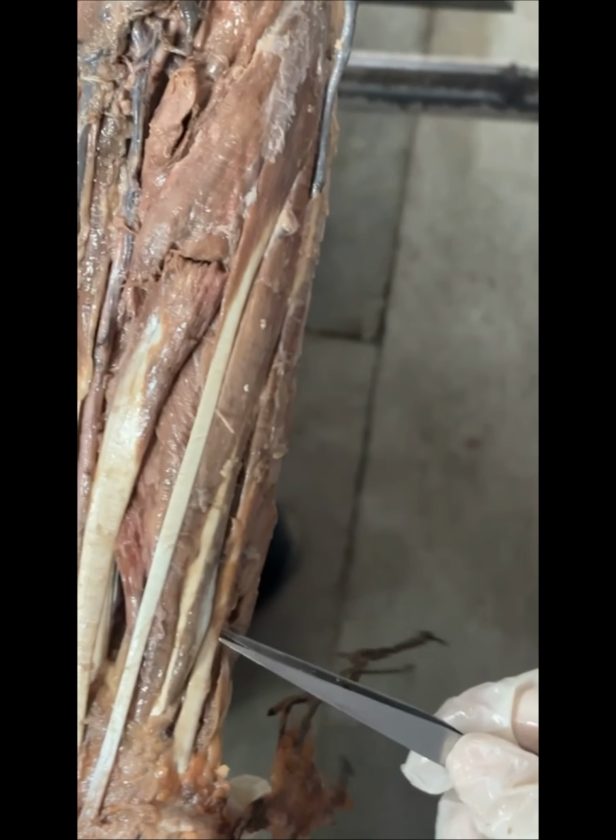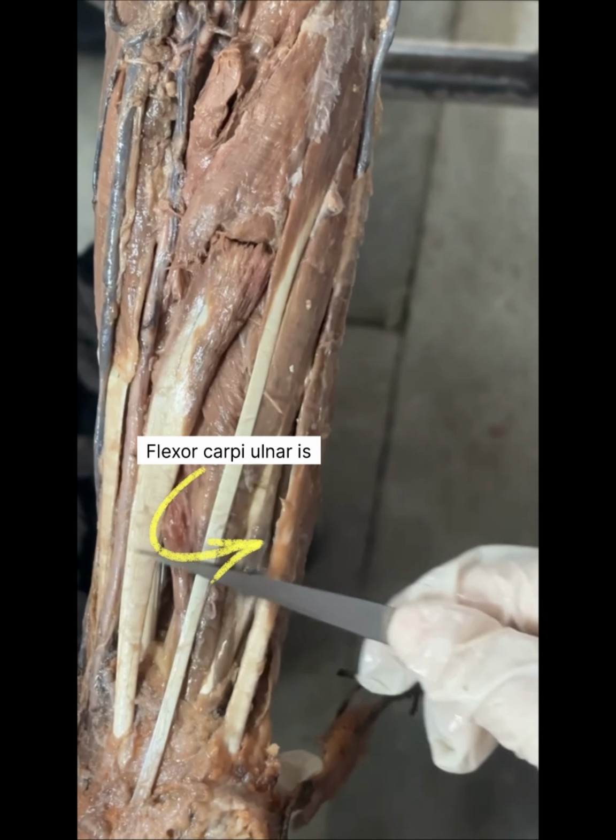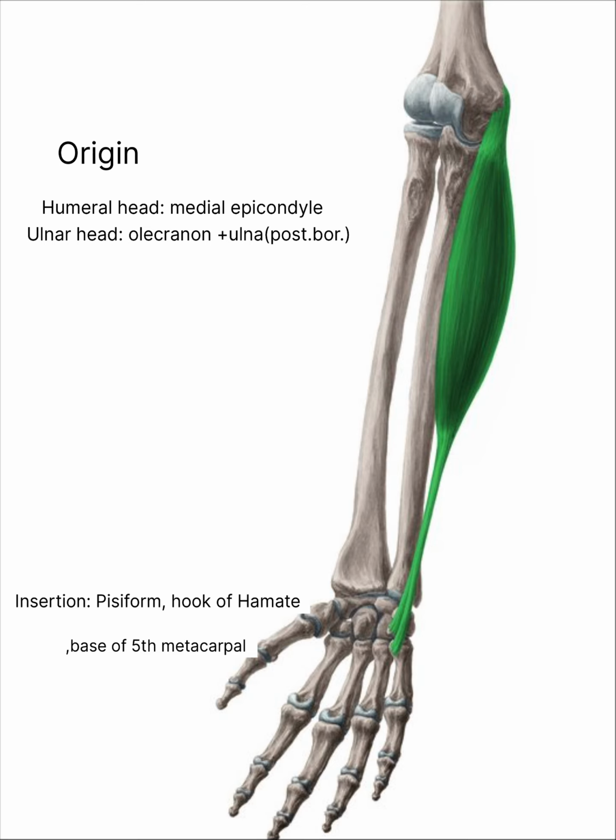Now, the fourth one is your flexor carpi ulnaris. The origin is the humeral head from the medial epicondyle and the ulnar head from the olecranon process and the posterior border of the ulna. And the insertion is on the pisiform, hook of hamate and the base of the fifth metacarpal.